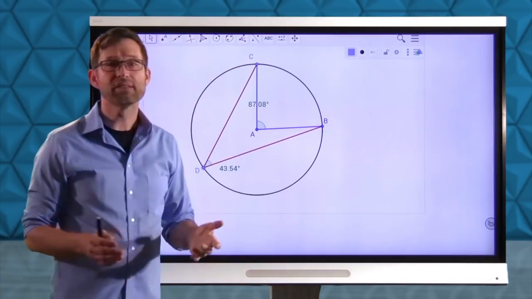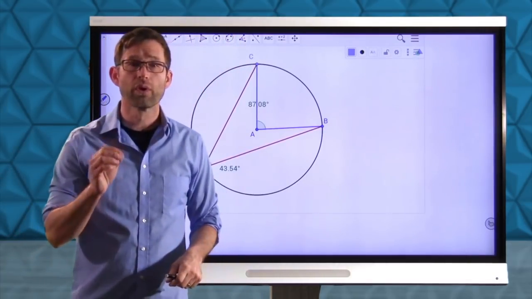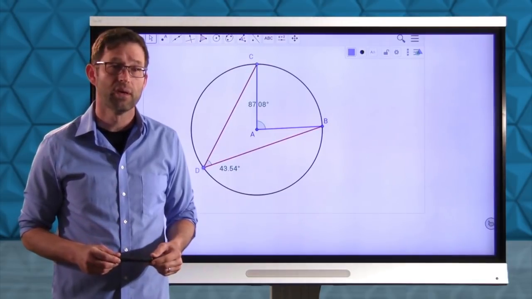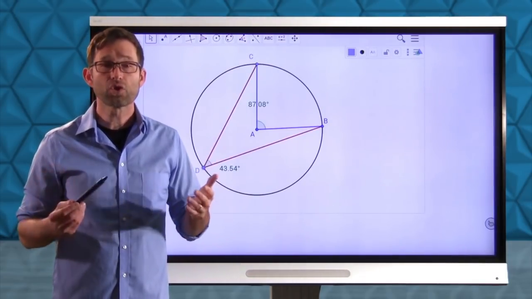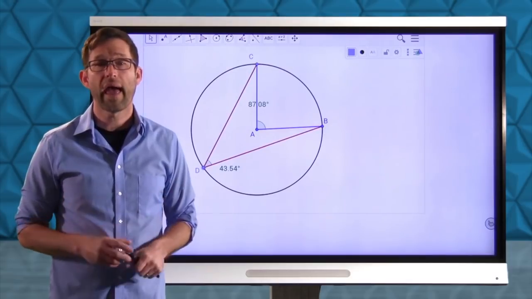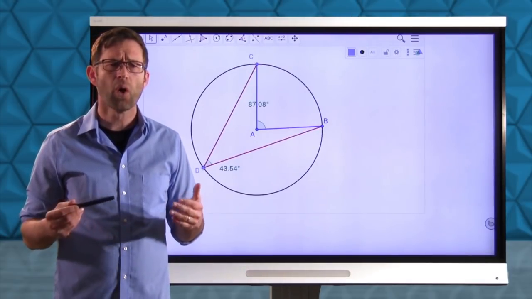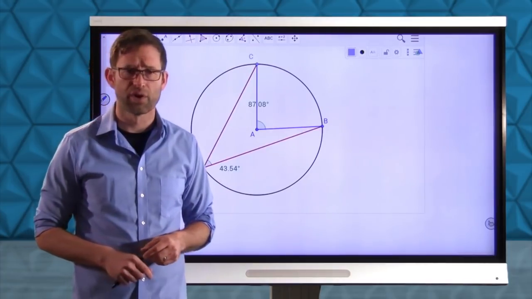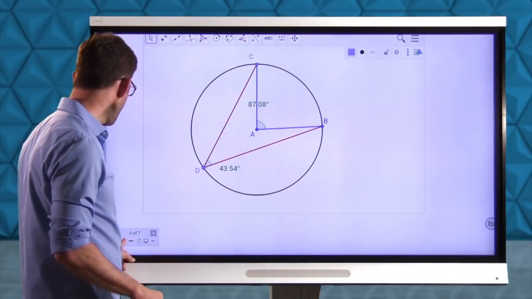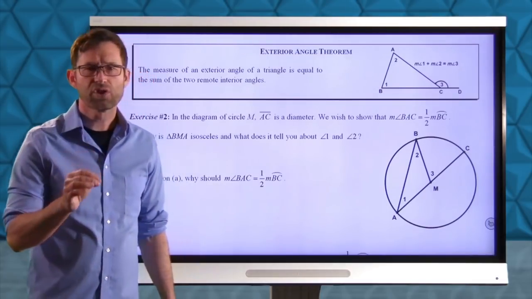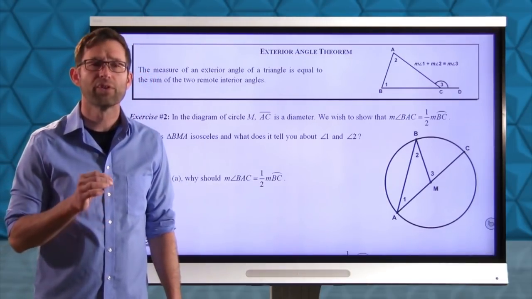So this is an amazing phenomenon, and it's one of the first really important facts about circle geometry that you have to memorize. You really do. The measure of an inscribed angle is always 1/2 the measure of its intercepted arc. And we're going to eventually go on and prove this. We're going to start by proving it for a very special case.